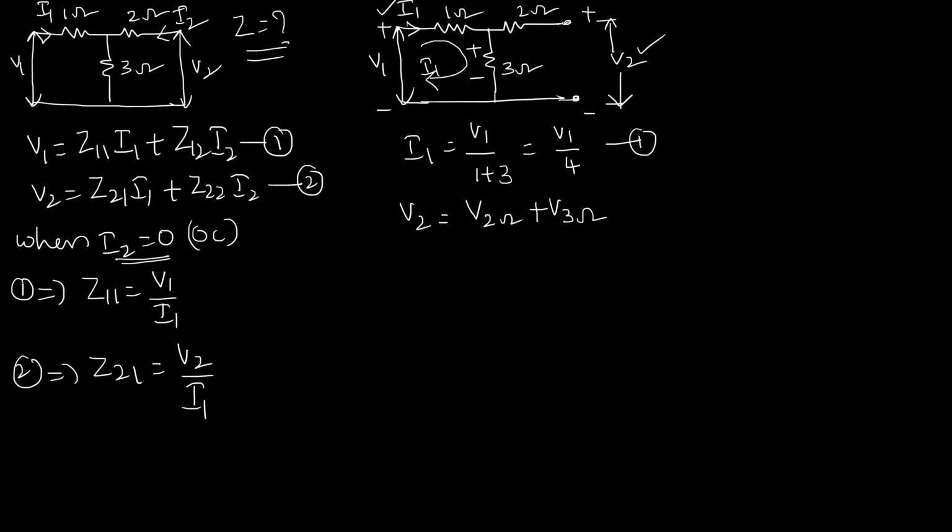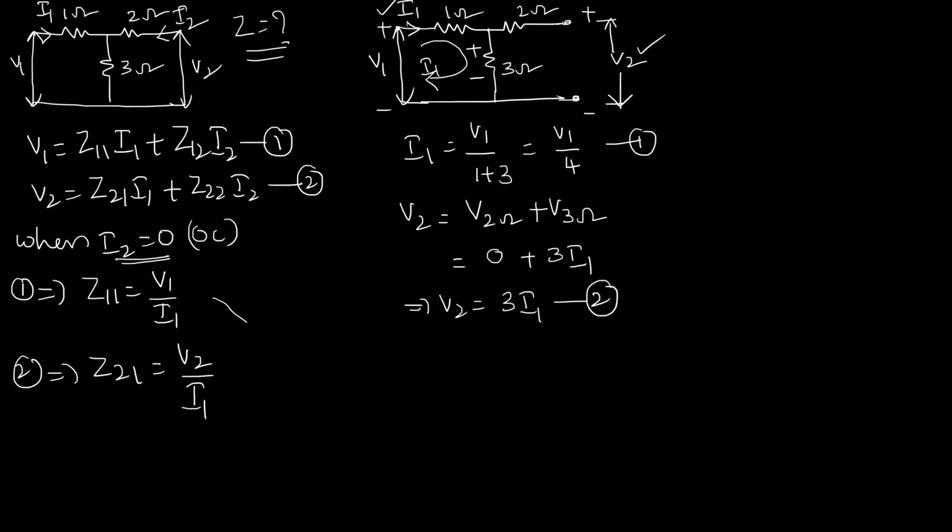Now is there any current flow in the 2 ohm resistor? No. So that's why the voltage drop is 0. Now the current flowing through the 3 ohm is I1. So 3I1 is the voltage drop across the 3 ohm resistor. Done. So V2 will be 3I1. So this is our second equation.